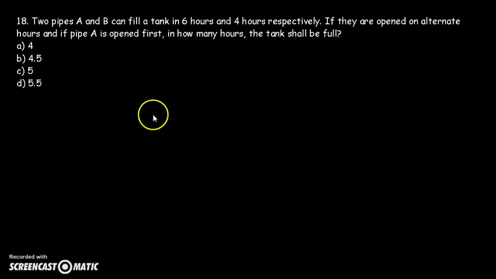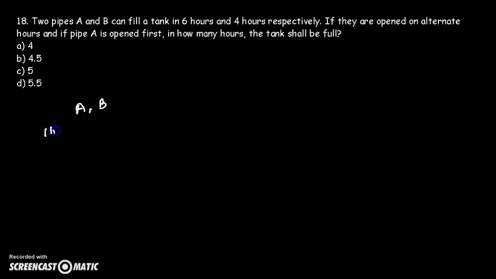Let's take the next question. Two pipes A and B can fill a tank in 6 hours and 4 hours respectively. If they are opened on alternate hours, and if pipe A is opened first, in how many hours the tank shall be full?